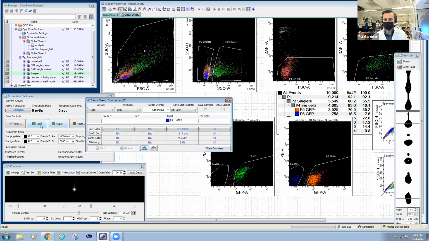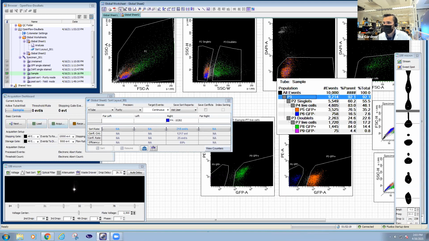Okay, so I'm going to load the sample again. What I'm going to do here is sort P6 and P5, so GFP positive and negative. These are in the singlets, and then P8 and P9 are in the doublets, right?